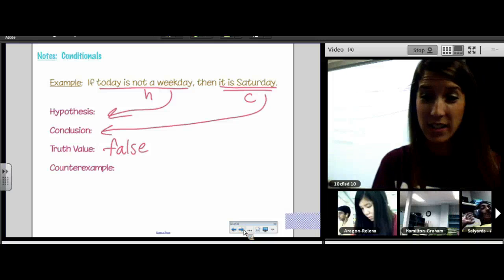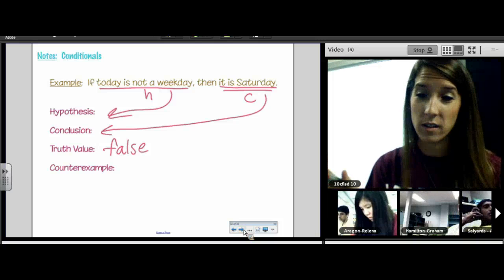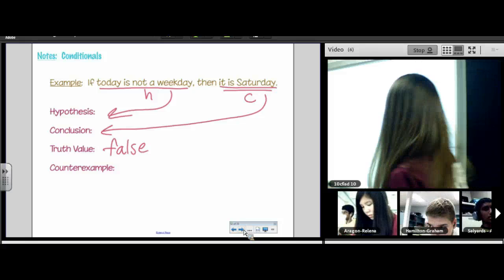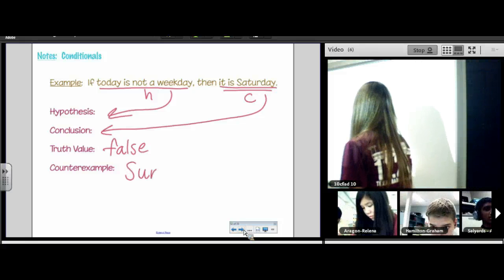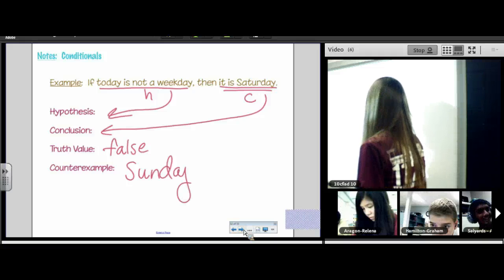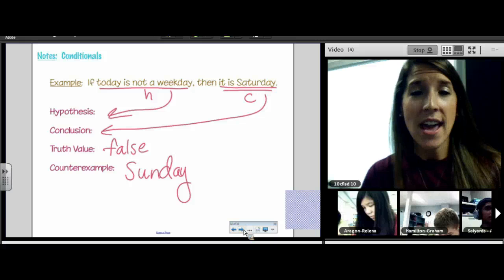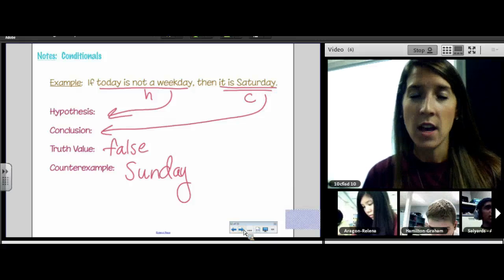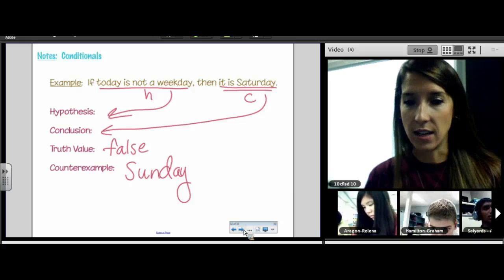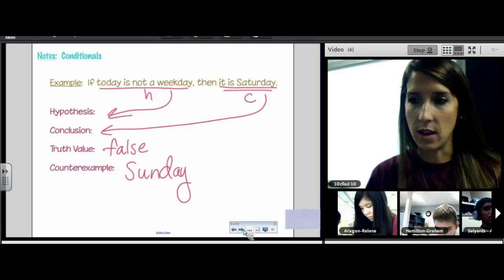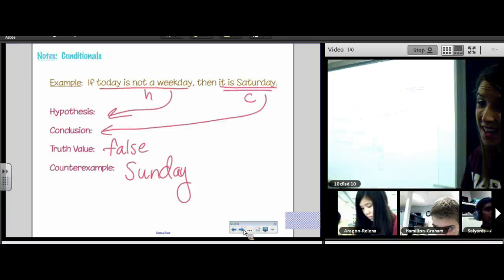And what is the counterexample? It's just one word. What is it? Sunday. Okay, Sunday. So a counterexample most of the time is one word or one phrase. A counterexample is not a sentence. It's the only one of these that is not a full sentence with an if and a then. It's a word. You still don't get it?